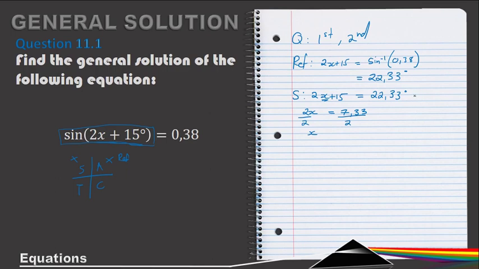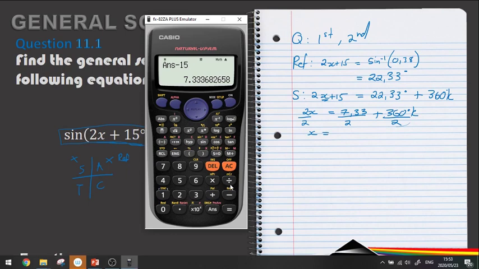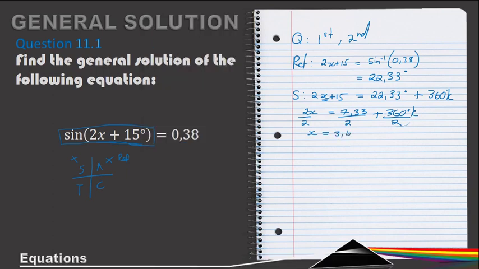And also remember that we had to add our 360k, because this is sine. So plus 360k. And if I divide, then I have to divide everything with 2. So if I add this variable, then I can only add it to its like term, which is a degree. But if I divide I can also divide the term that contains the k. So x therefore is equal to, if I take 7,33 and divide it by 2, I've got 3,67. This is 3,67 plus 180k.